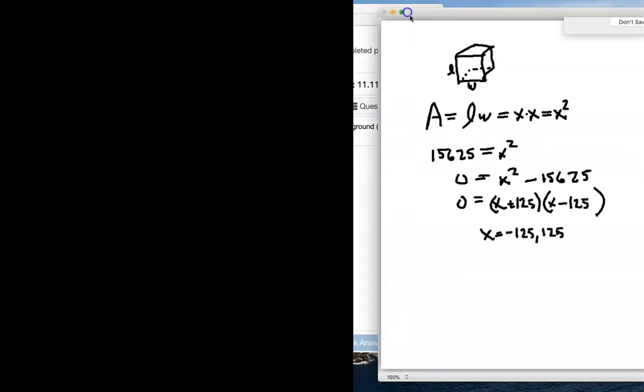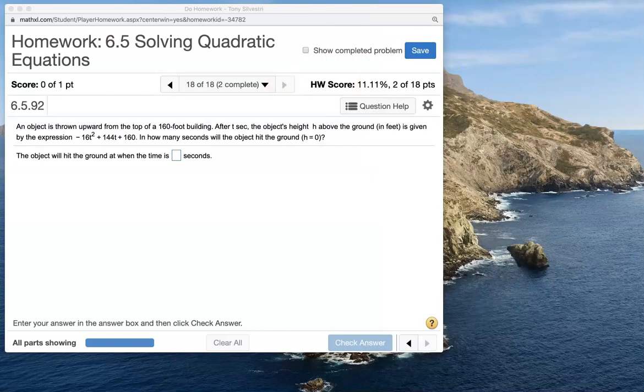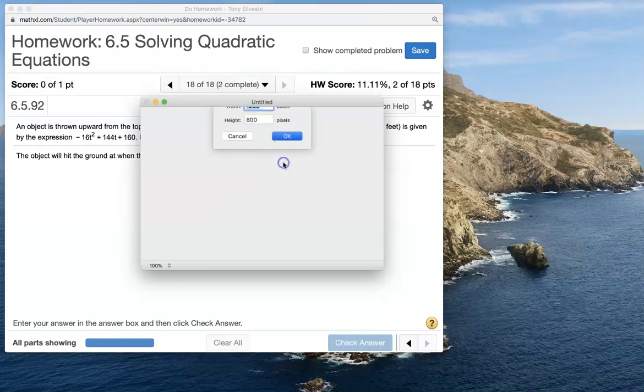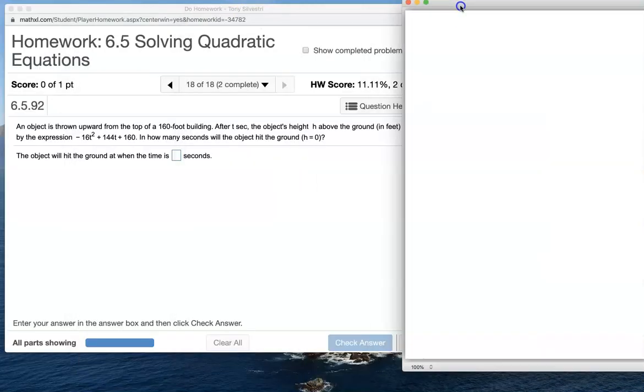Okay, so last question, number 18. I'm going to need a nice fresh sheet of paper to do this problem. File, new, and okay, and move this over here.